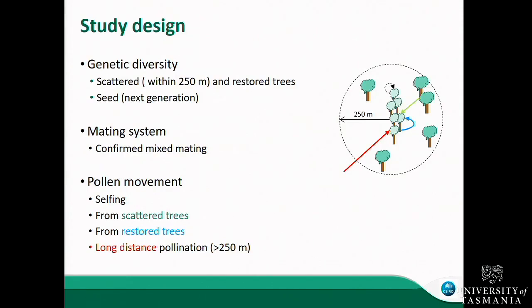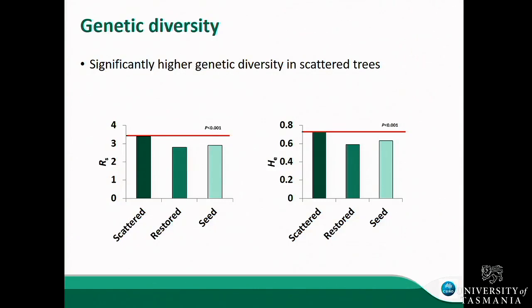So we're interested here in understanding the rate of selfing in restored trees, the amount of pollen coming from scattered trees into the restored site, the amount of pollen that was being just transferred amongst the restored trees, and how much was coming from an exclusion zone of 250 metres. So we're kind of turning to that longer distance dispersal. So we were able to collapse all the data down into 3 categories.